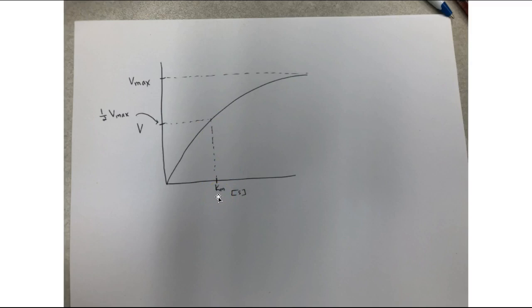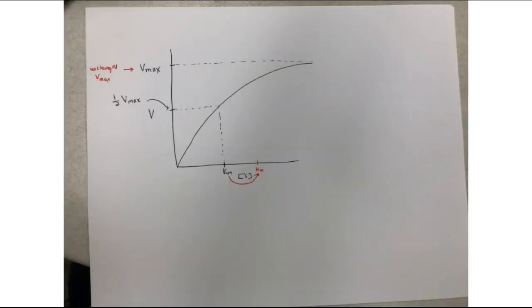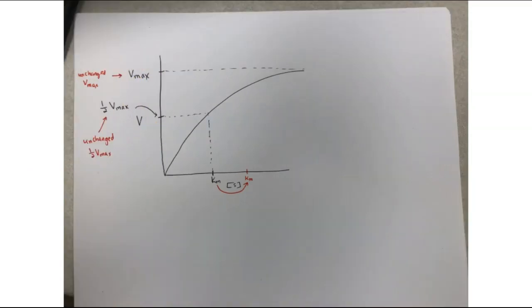So here is a graph of an uninhibited enzyme. If we have an inhibitor that is going to increase the Km but not change the Vmax, then we're going to go down to this x-axis and move our Km further to the right. We're not changing our Vmax, so this Vmax is going to remain the same. And because Vmax is unchanged, 1/2 Vmax is going to be the same value.